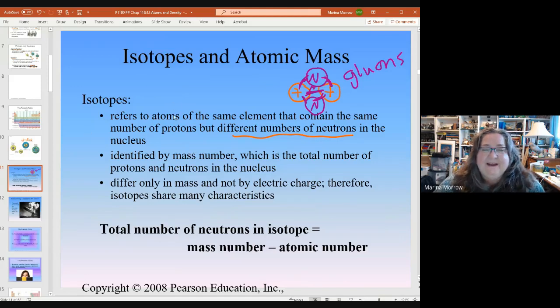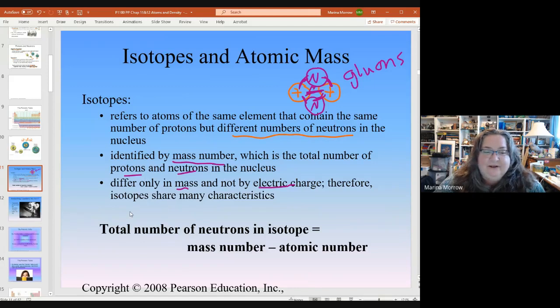So anyway, how do we tell them apart? Well, we identify them by their mass number, which is the protons plus the neutrons that are in the nucleus. Now, these isotopes all act the same as the element atom. They all chemically act the same, but they do break down radioactively different. And sometimes they are different by mass. So they only differ by mass, not by the electric charge.